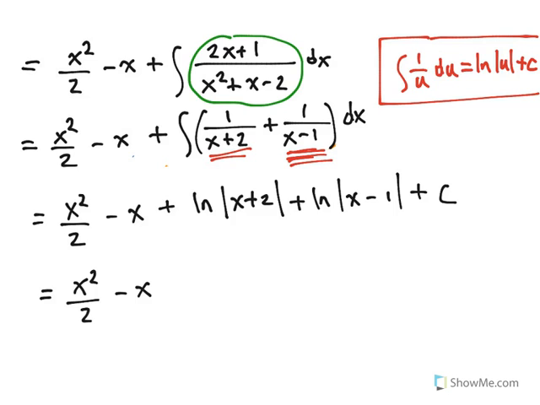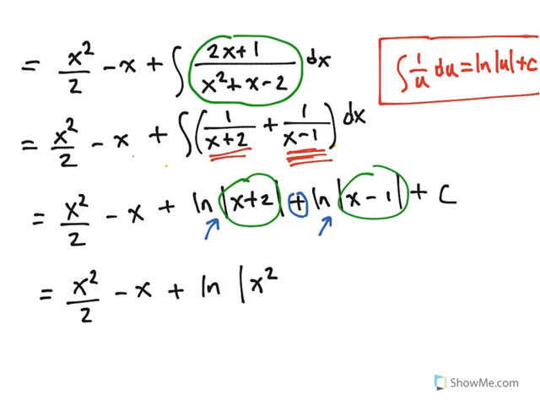For example, here you have a sum of two logarithms with the same base. So you can use something called the product property of logarithms to rewrite that as follows. You can write that as the natural log of the absolute value of the product of these two arguments. So you can write that as x plus 2 times x minus 1. And if you multiply it out, you get x squared plus x minus 2 plus c. And there's the final answer for our first example.